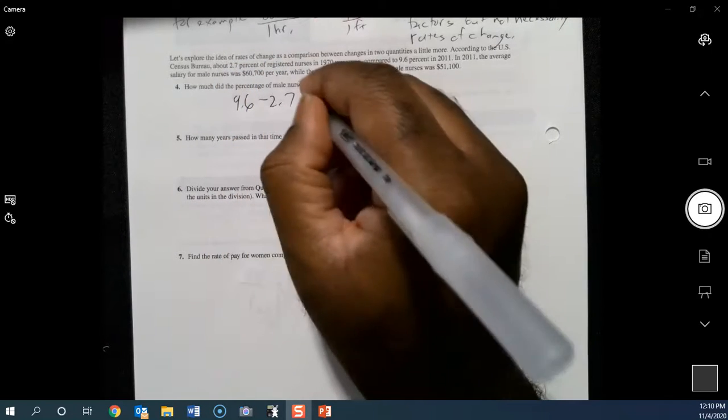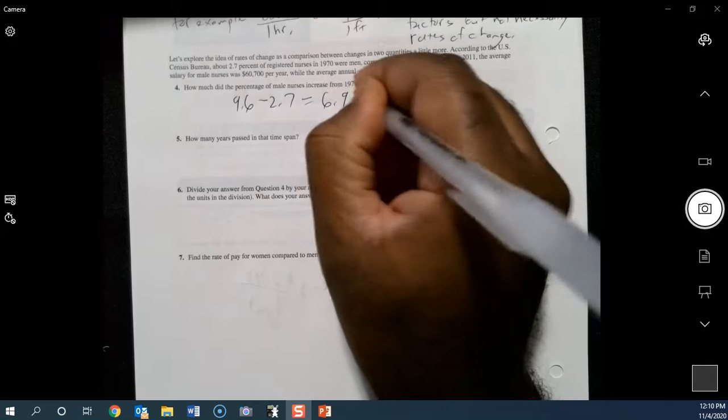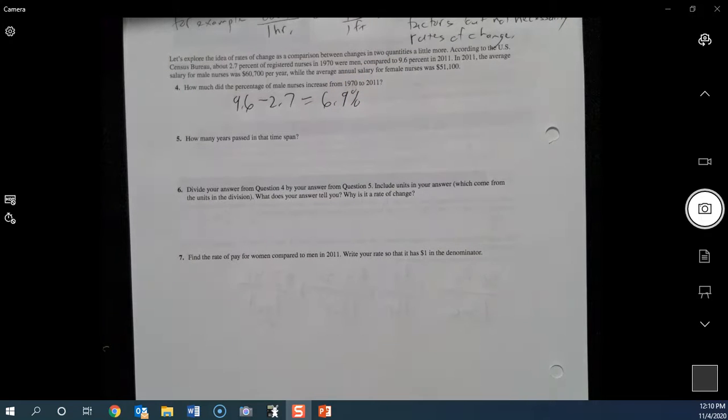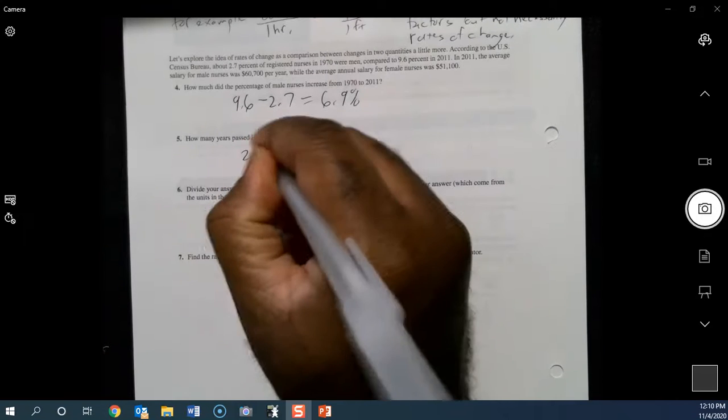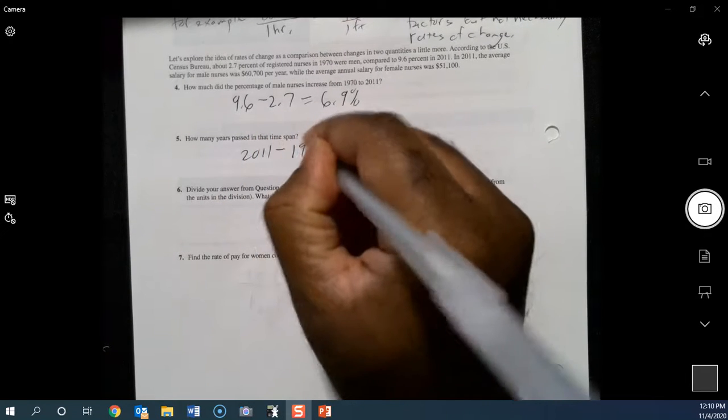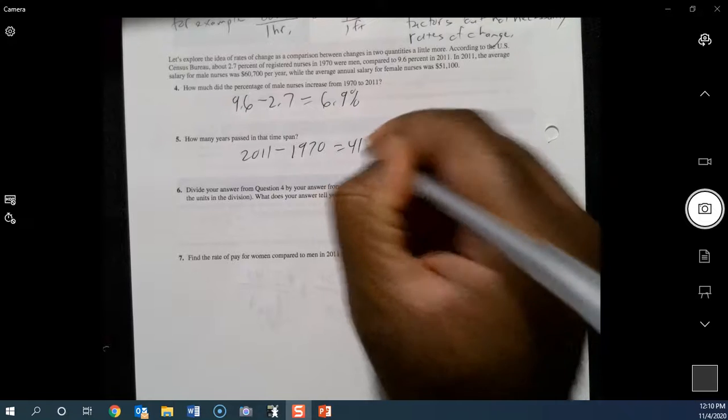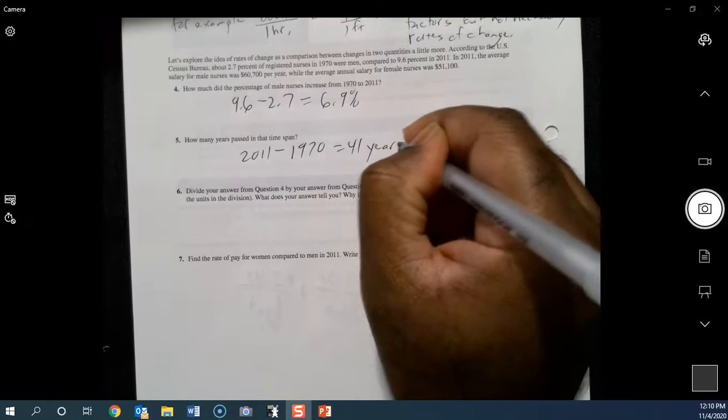So we want to notice the increase. So we'll take the current value minus the previous value. And we know these are both percents. So it'll be 6.9%. That's how much it has increased. Now, how many years passed in that time span? We had 2011 minus 1970. That'll be 41 years.